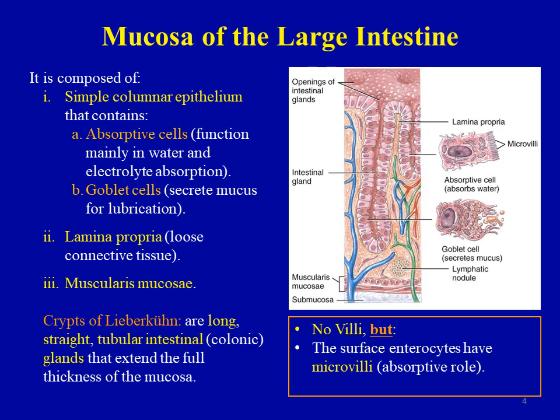Please notice that the large intestine has no villi, so there are no plicae circulares and there are no villi, but the surface absorptive cells, the enterocytes of the large intestine, have microvilli, and these are finger-like projections of the apical membrane, which is the phospholipid bilayer of the absorptive cell. The presence of microvilli gives a hint that they have an important absorptive role. They are meant to increase the surface area of the absorptive mucosa of the large intestine.